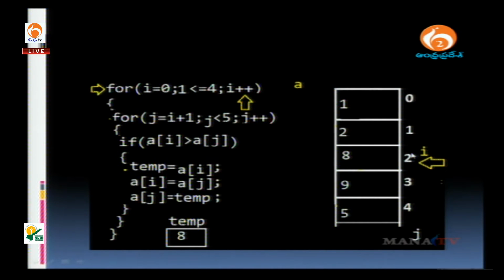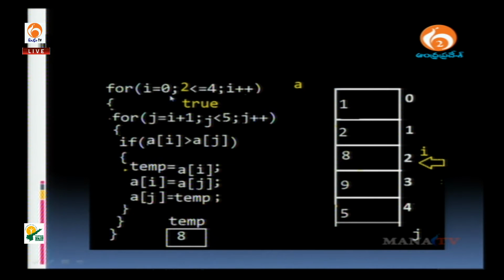Now the control checks the condition: i less than or equal to 4. Here i is 2, and 2 is less than or equal to 4, so the condition becomes true. In looping statements, when the condition becomes true, control enters the body of the loop. The outer for loop body contains the inner for loop, the if condition and the swapping logic.